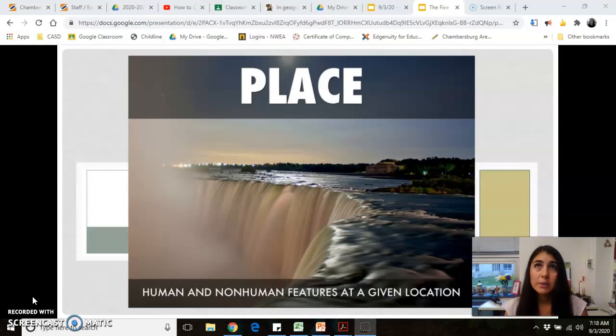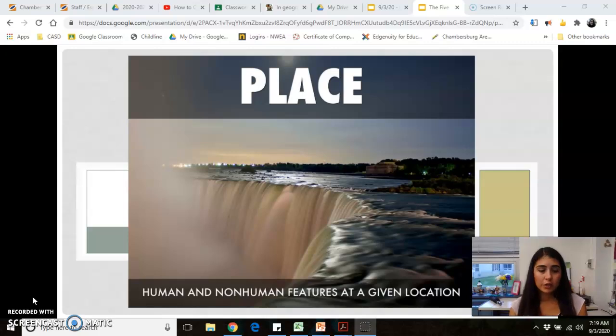So we already talked about location and how there are two types of location. There's relative location and there's absolute location. And today we're going to talk about two more themes of geography: place and then also region. The reason why we start with location, place, and region is because those three tend to get mixed up with each other, especially place and location. So hopefully by the end of this video, you will have a better understanding about the difference, especially between place and location. So place is the human and non-human features of a given location.